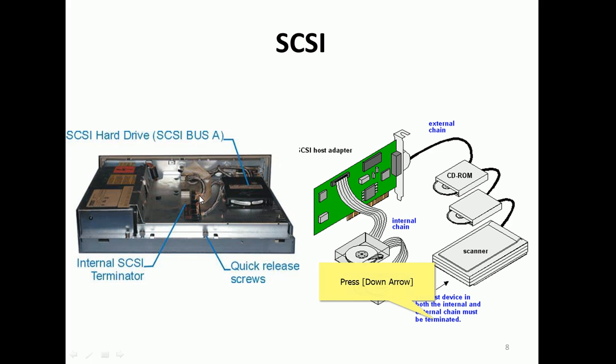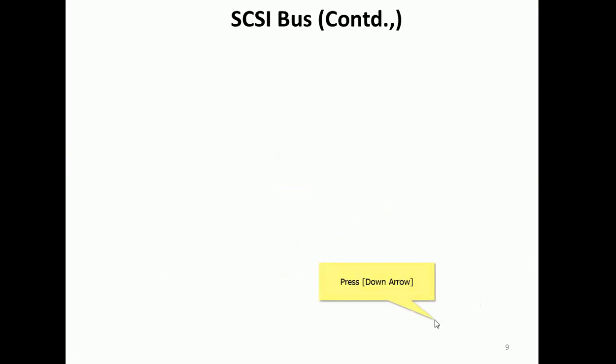Here the same example is repeated. That is a SCSI host adapter. The adapter will be there, and the external chain can be up to 25 meters in length. The scanner is the last one that will be terminated, and the others will be non-terminated. They need to interact with the others. There is a hard disk, a number of hard disks. The last device in both the internal and external chain must be terminated. These are examples of the SCSI bus.